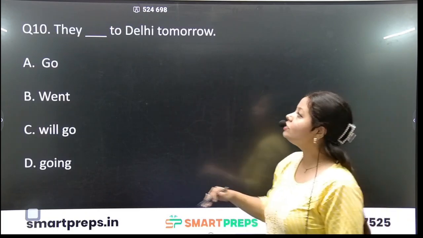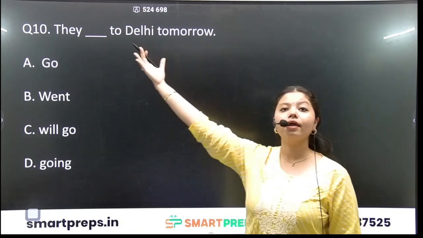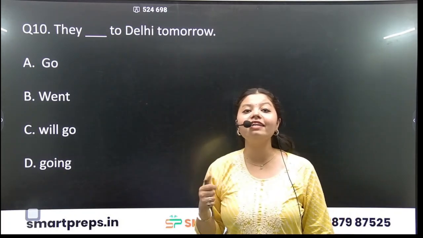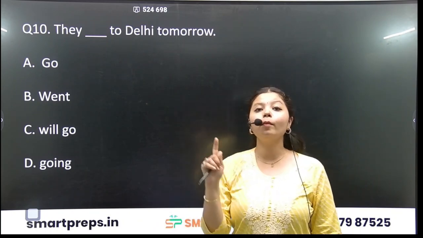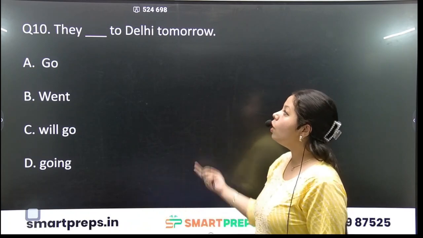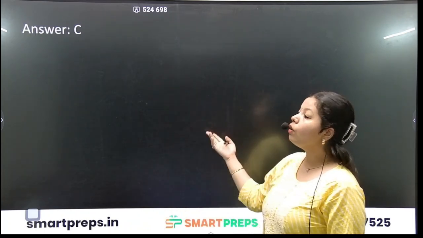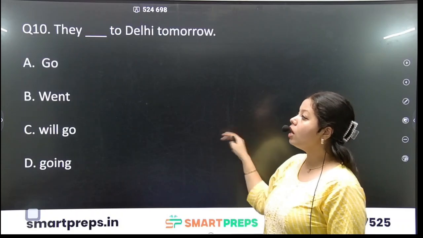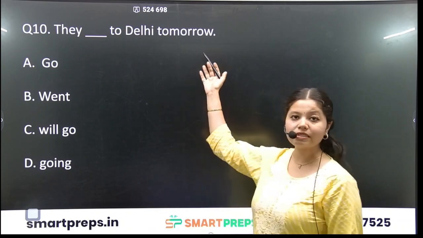Okay. Next question. They dash to Delhi tomorrow. Tomorrow is there. It means what? You remember the identifying time words trick, the table I gave you? Yes. Tomorrow always means future. So they go, went, will go, going. They will go. Because why? Because will is there, so future, and tomorrow definitely talks about the future tense.